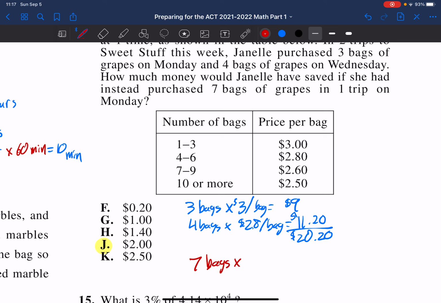times $2.60 a bag. And when we do that, we get $18.20. So, $20.20 is how much she paid. $18.20 is how much she could have paid. So the question is asking, what is the potential savings difference? So when we subtract that, we get $2. That's why our answer is letter J.